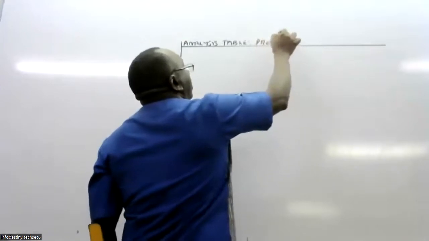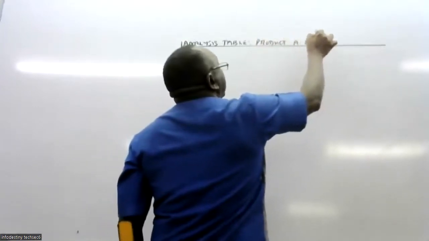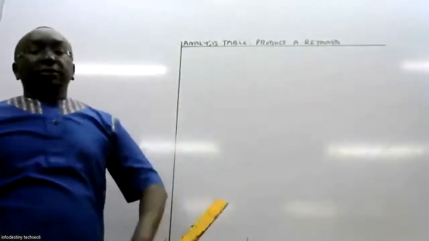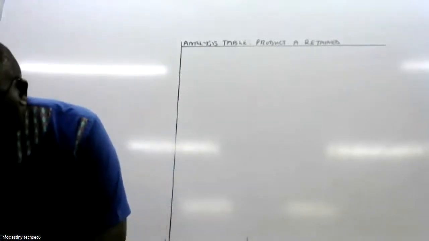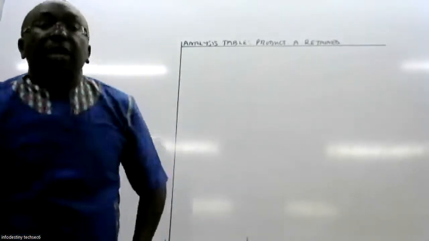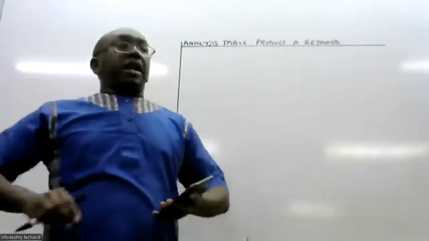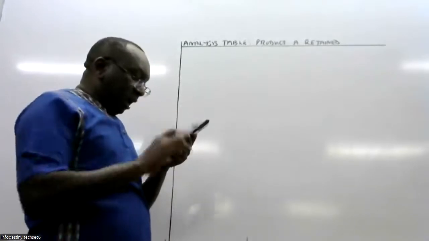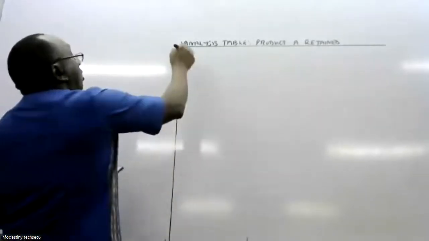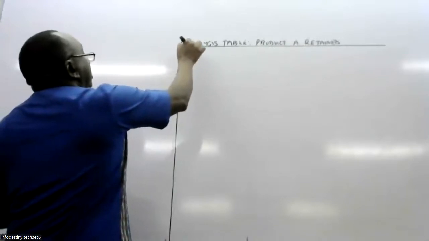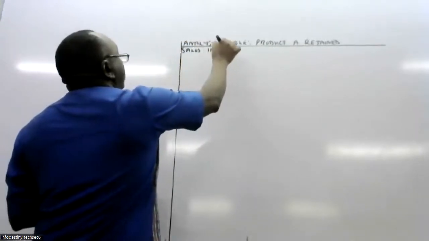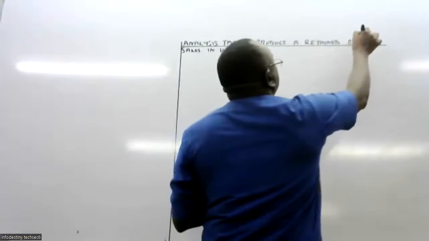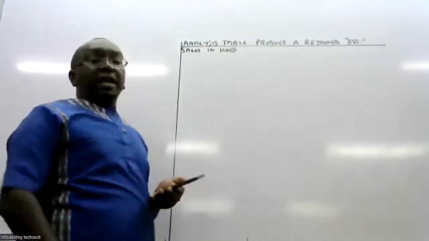Product A retains. Let's see what will happen if you retain product A. When you retain product A, ukiangalia kwa hiyo table, let's talk of sales in units. And we can work with our figures when they are in thousands.